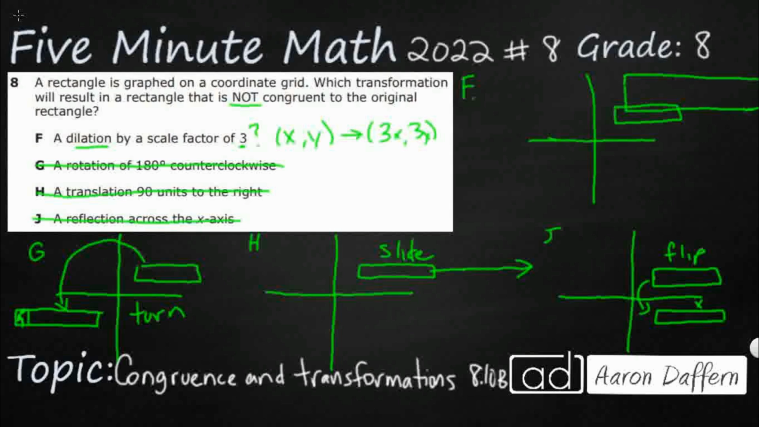So we've got rotations, we've got translations, we've got reflections. All of them keep congruence. If you want to break congruence, make something that's either larger or smaller, still similar, but larger or smaller, you need to find a dilation. F.